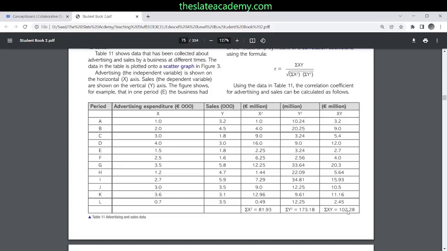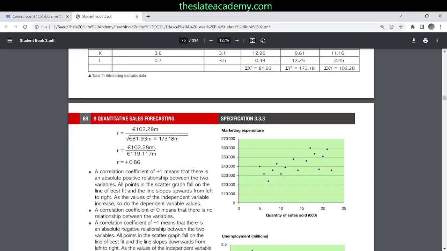Sigma x squared in the formula is 81.93. Sigma y squared in the formula is 173.18. So you just put these values over here. It's shown over here. And then when you solve it, you get a value of R, the correlation, which over here says 0.86.